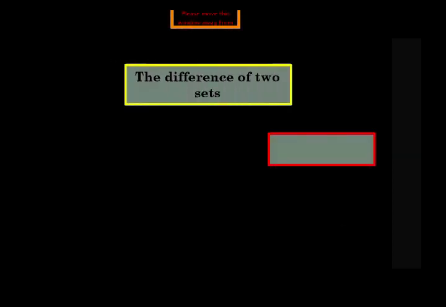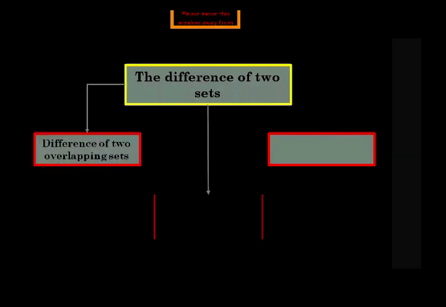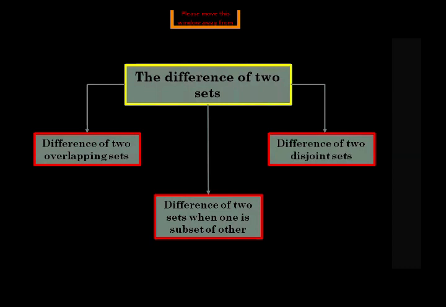Now the next topic is the difference of two sets. The difference of two sets has three further properties. The first is the difference of two overlapping sets, then the difference of two sets when one is a subset of the other, and the difference of two disjoint sets.